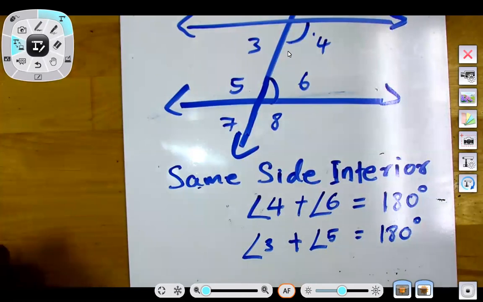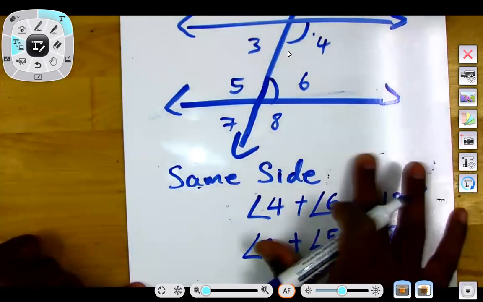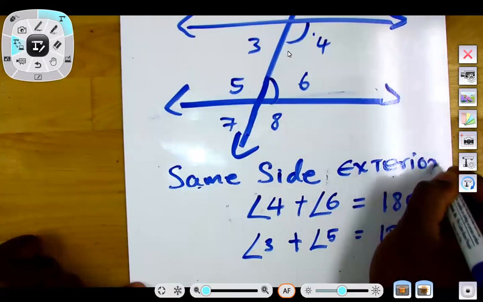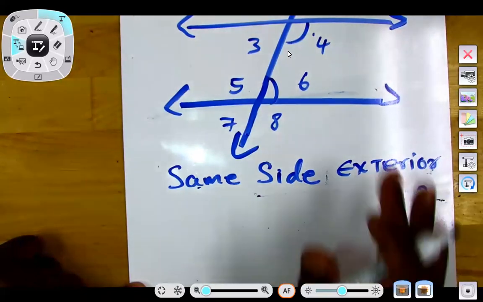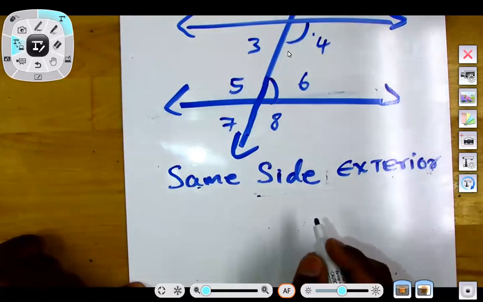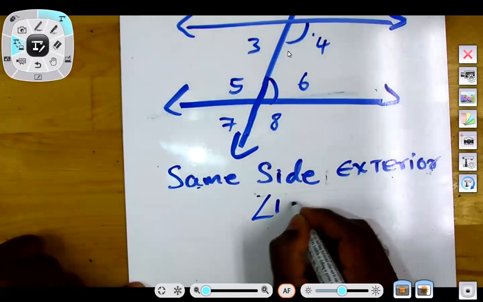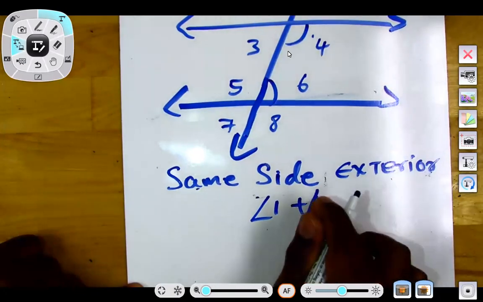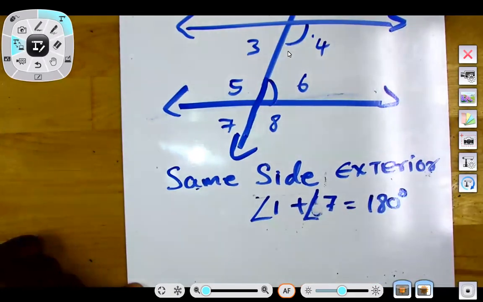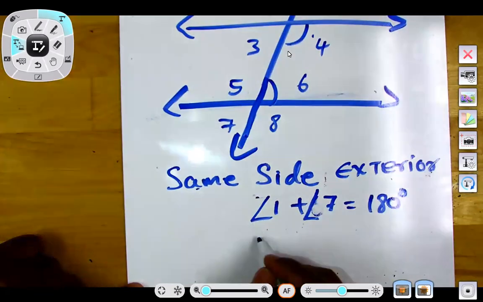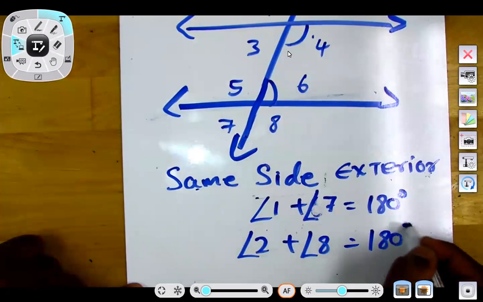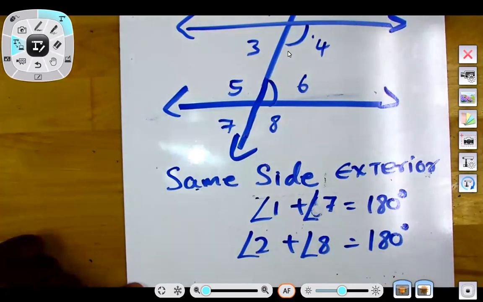Also, same thing like alternate interior and exterior. Now we're going to take these 2 angles on the same side, exterior, 1 and 7, angle 1 plus 7, also equal to 180 degrees. Same thing, 2 and 8, angle 2 plus angle 8 is equal to 180 degrees. You should know that, okay?